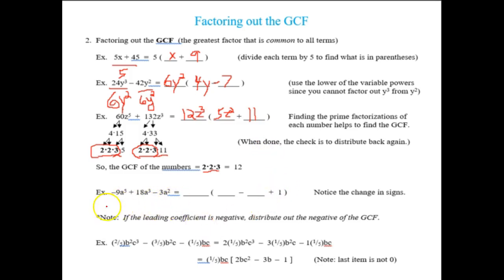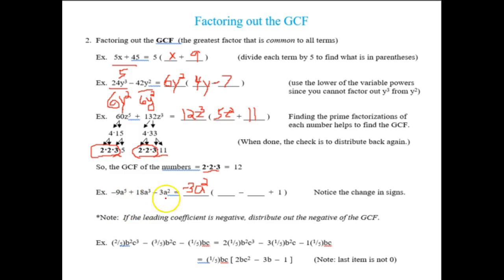All right, next example we have is negative 9a to the fifth plus 18a to the third minus 3a to the second. Now, obviously, 3 goes into everything, but because my first term started with a negative sign, I'm going to use negative 3 as my GCF for the numbers instead. And then I have at least two a's, so a squared. I have at least two a's in all the terms. So I'm going to use negative 3a squared as my greatest common factor.